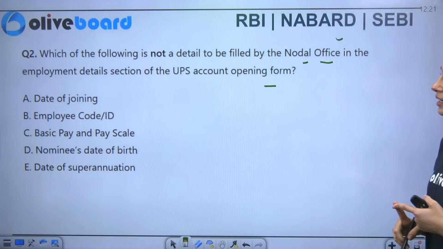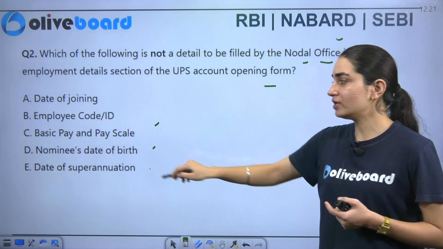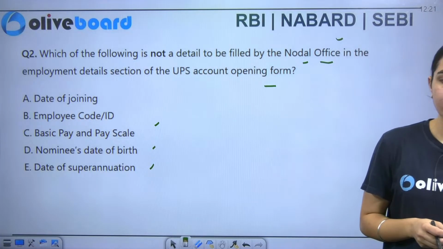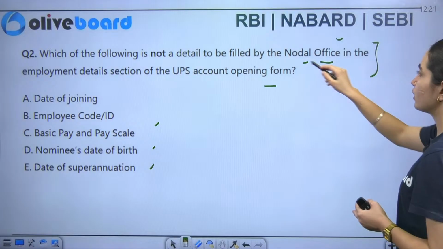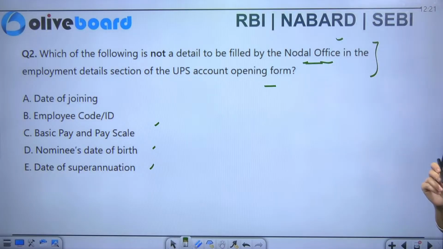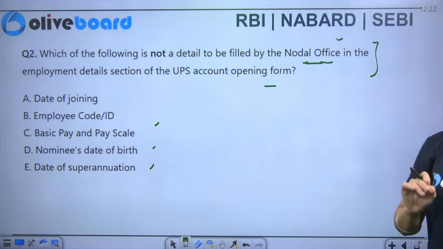Is it date of joining, employee code ID, basic pay, pay scale, nominees, date of birth or date of superannuation? Which one is the correct answer here? Which one is not filled by this nodal office? Anyone here who wants to answer?